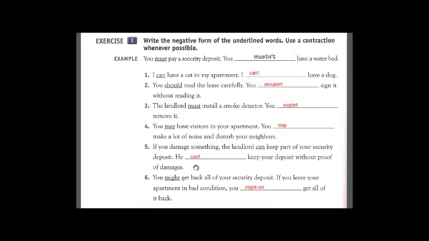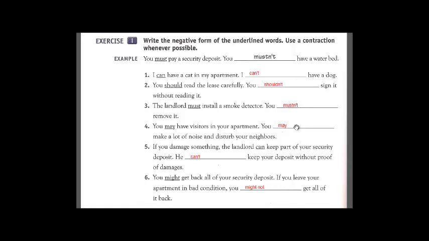Because if you don't do that, it is in the landlord's rights to keep the deposit. You might get back all your security deposit, but if you leave your apartment in bad condition, you might not get it all back. So please remember, number 4 is a mistake.